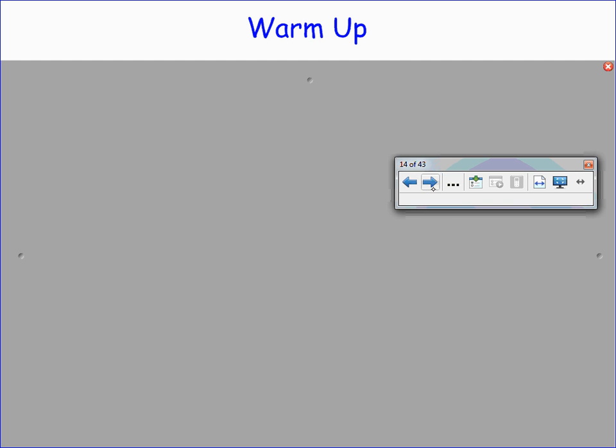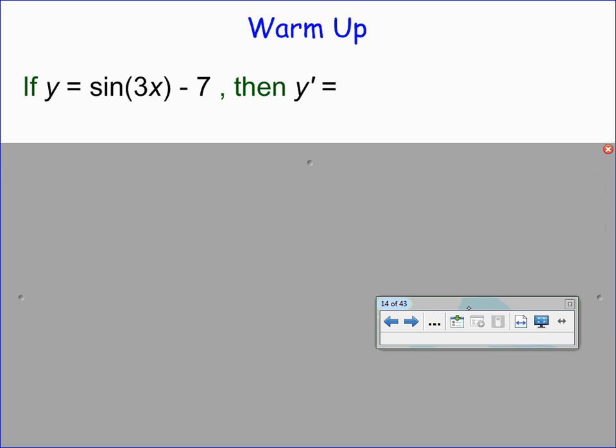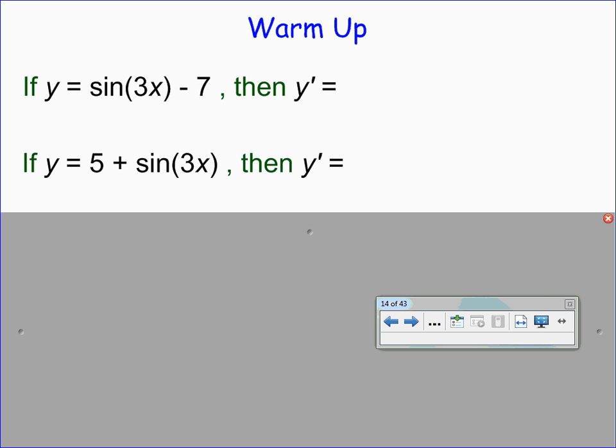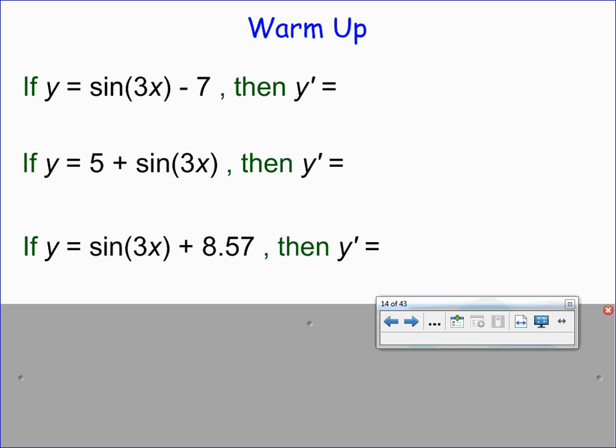Awesome. Okay, so for our warm-up today, we're going to go ahead and find y prime if y equals sine of 3x minus 7. Be ready to share with the class because I'm going to call on you, and I may or may not use the random number generator, just in case some of you are nodding off back there. I see you. So let's go ahead and write y prime for each of these. If y is sine of 3x minus 7, then what's y prime? If y is 5 plus sine of 3x, then what's y prime?